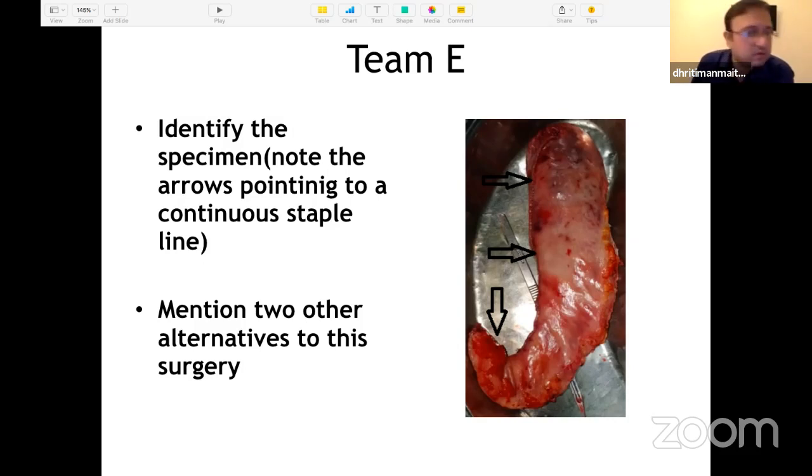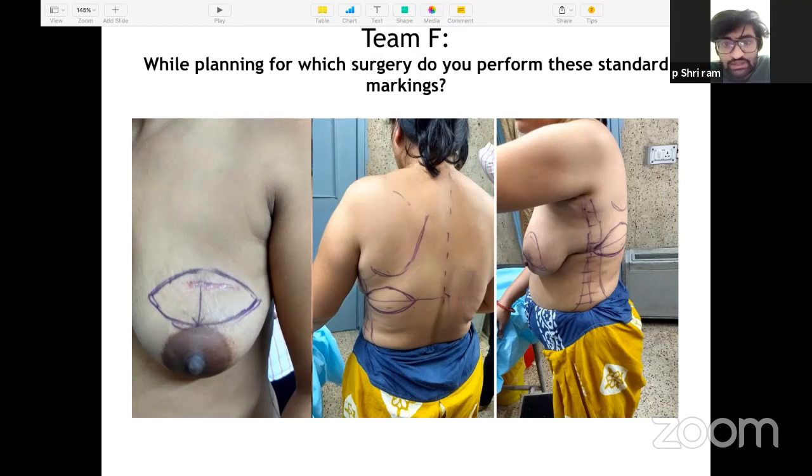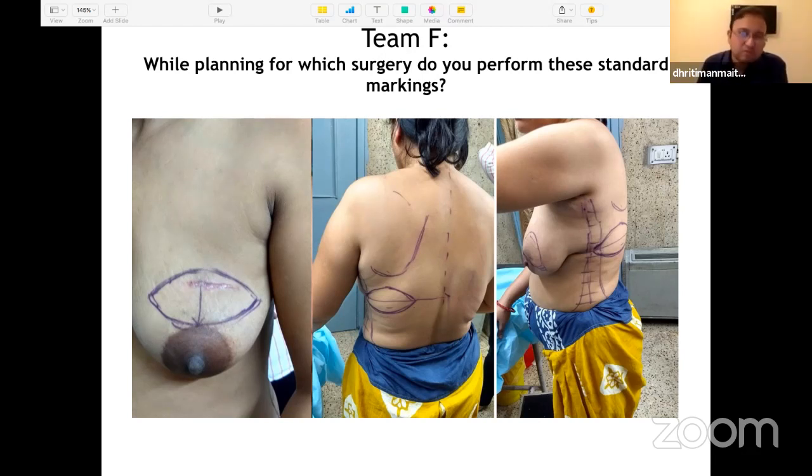Going to Sriram. While planning for which surgery do you perform these kind of markings a day before surgery? Sriram, you there? Yes, sir. This is the marking for the flaps. You name the specific flap for which this marking is made. That is latissimus dorsi flap, sir. The middle one. What is the blood vessel it is based on? No idea. Thoracodorsal pedicle, but that's not part of the quiz. So you get a 10 out of 10.